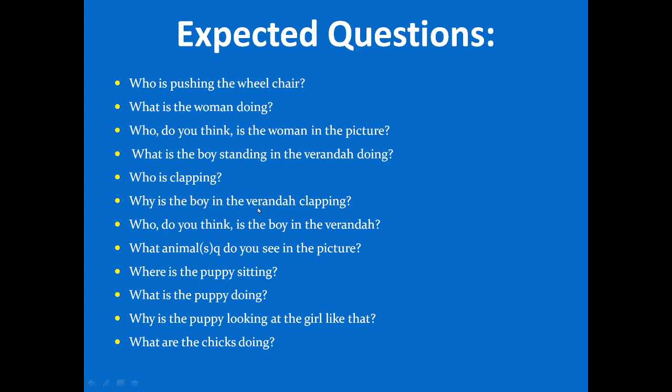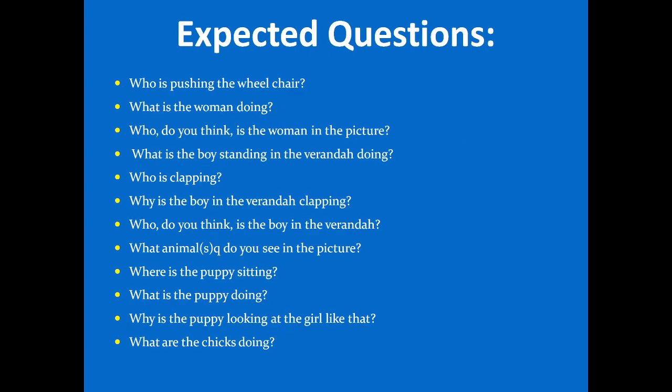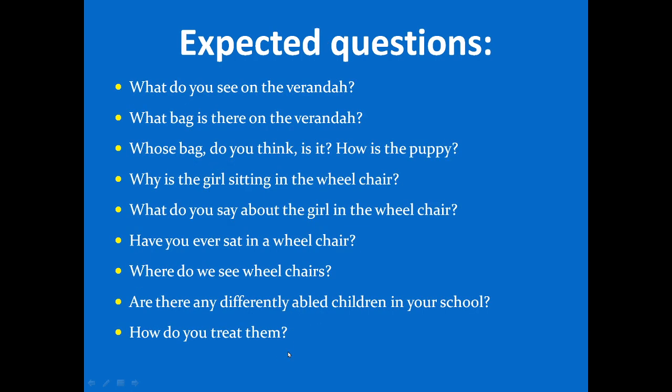Why is the boy in the veranda clapping? Because he is happy and he is enjoying. Who do you think the boy in the veranda is? Maybe the brother of the girl. What animals do you see in the picture? There are maybe one or two animals you can see. Where is the puppy sitting? What is the puppy doing? Why is the puppy looking at the girl like that? And what are the chicks doing? So there are some chicks in the picture also.